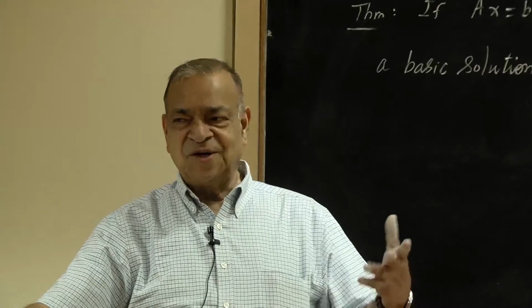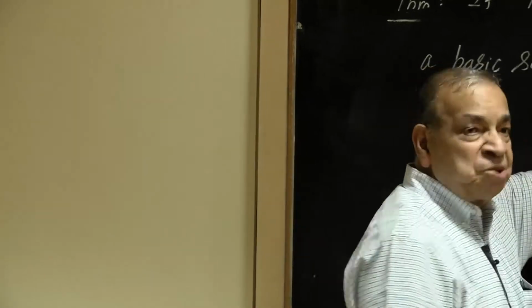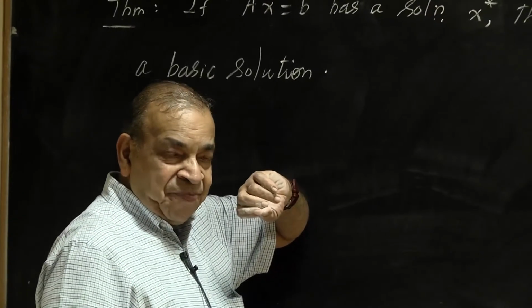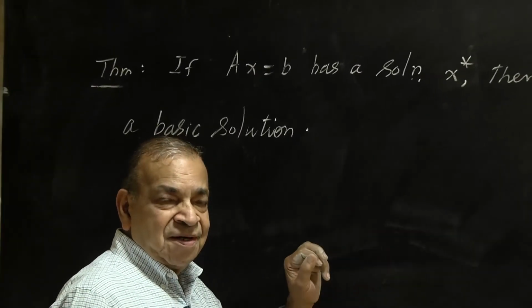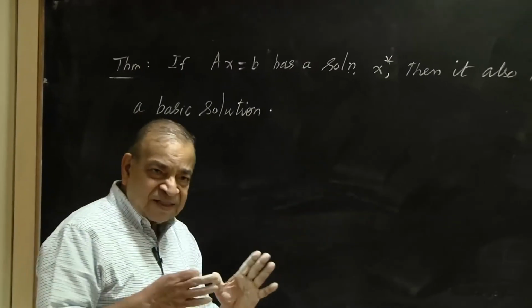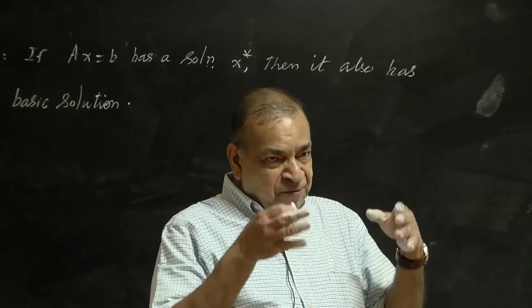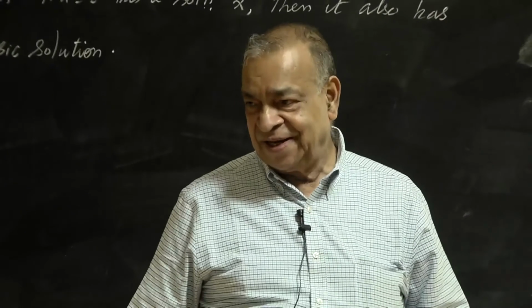You can say whatever you want to say. It doesn't matter, we can modify it. There is a solution so that the columns are linearly independent. Correct. So if I start with the solution x star, I can always find another solution. Suppose x star is some solution, and it will have certain coordinates non-zero, the other coordinates 0. Whatever coordinates are non-zero, if the corresponding columns are linearly independent, you stop. This x star itself is a basic solution. Agree?